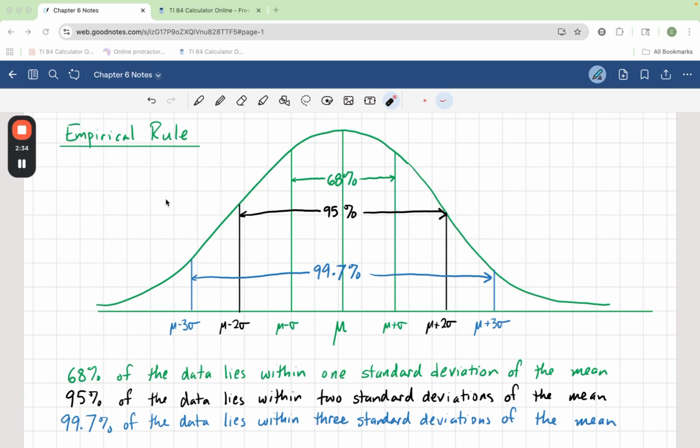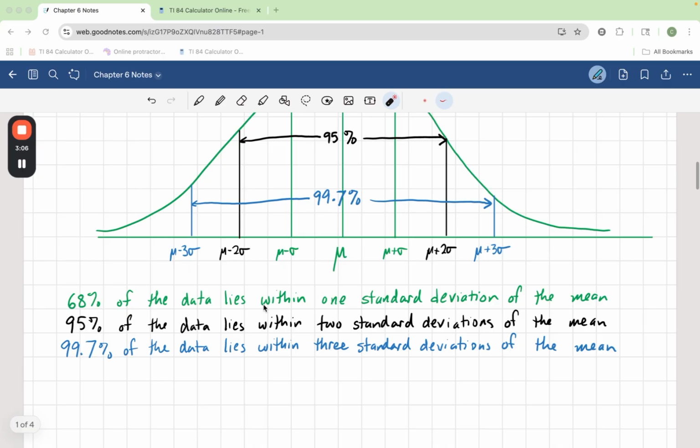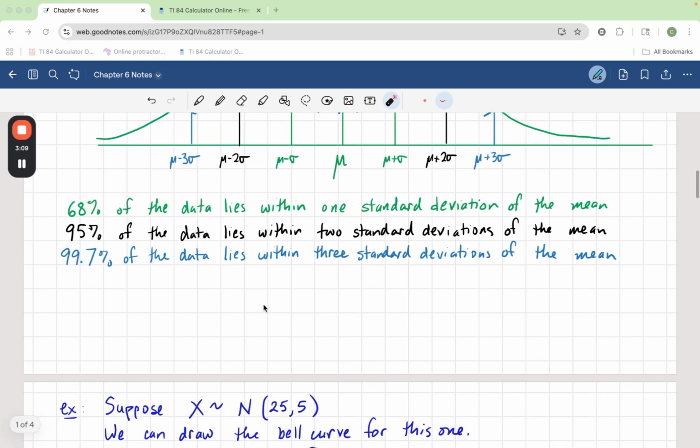95% of the population is within 2 standard deviations of the mean. 2 inches probably isn't a good standard deviation, but let's say it's 3 inches. So 5'9" minus 2 standard deviations would be 5'3", up to 6'3". So 95% of the population is between 5'3" and 6'3". And then within 3 standard deviations, 99.7% of the data is going to lie within 3 standard deviations of the mean. So that's the empirical rule. The whole normal distribution is built on those 3 things.